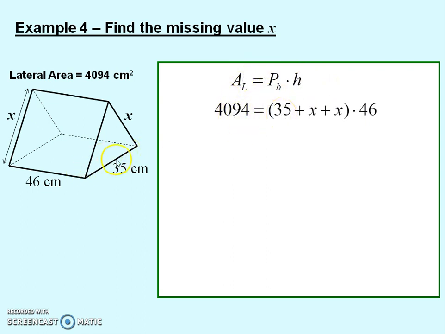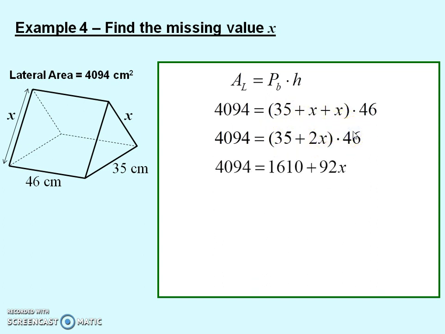The perimeter of the base is 35 plus x plus x. These 2 are the same. I know that because this and this are parallel. When I group that together, it becomes 35 plus 2x times 46. And this means that I need to expand. I have to distribute 35 times 46 and 2x times 46. So again, I cannot group these together. They are not like terms.